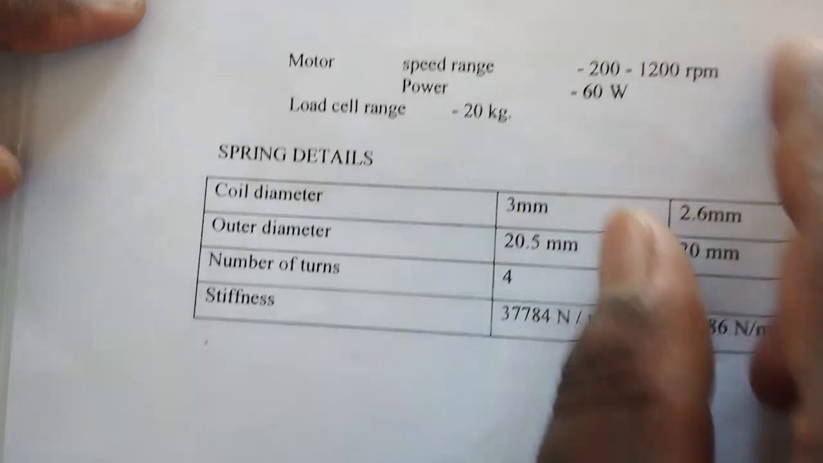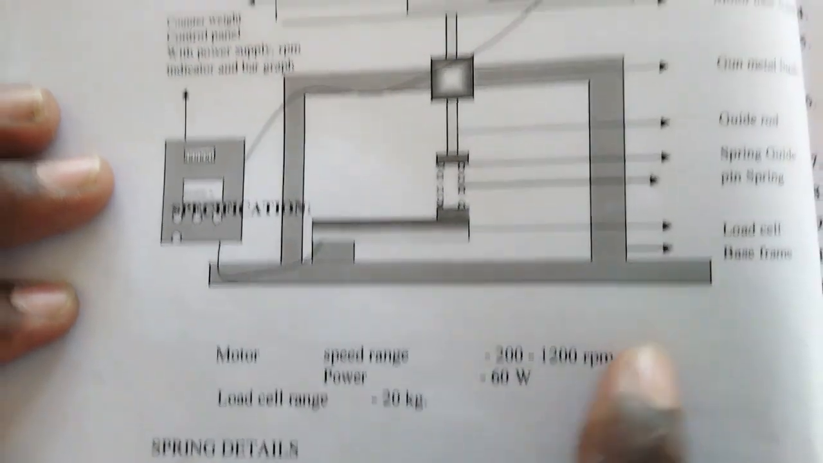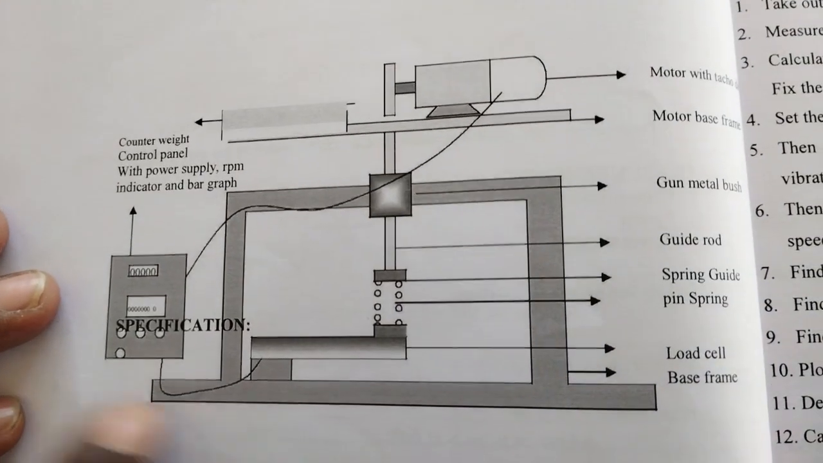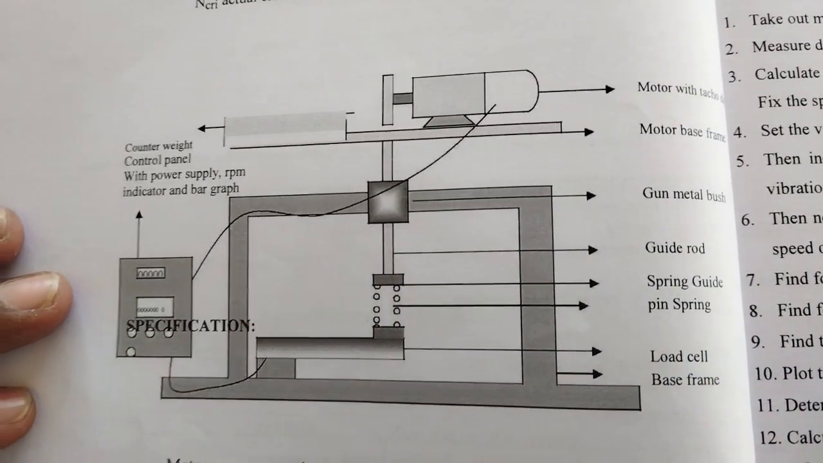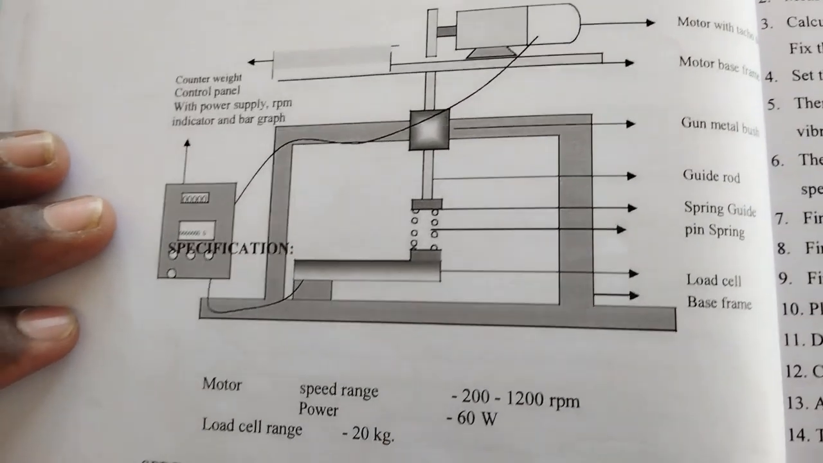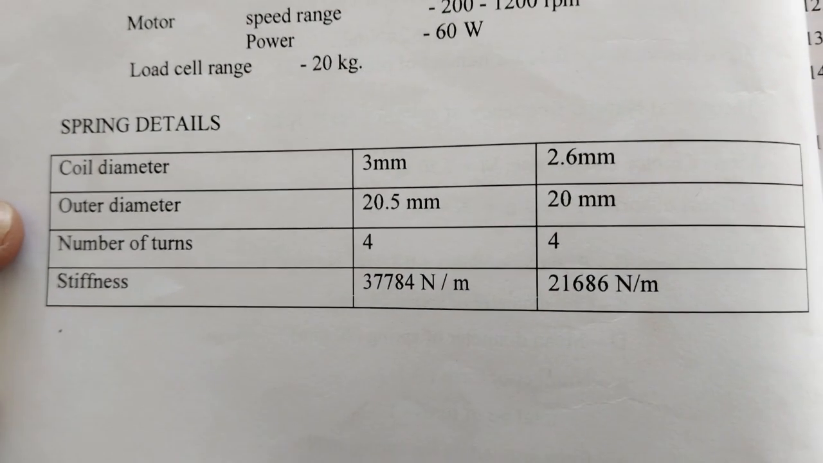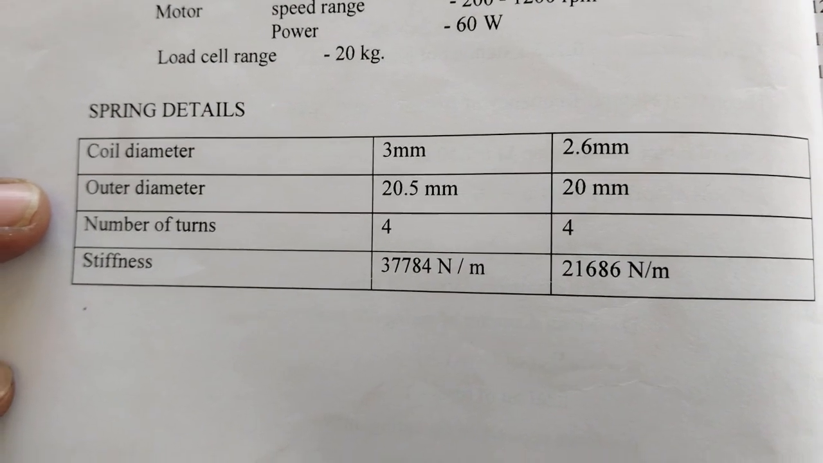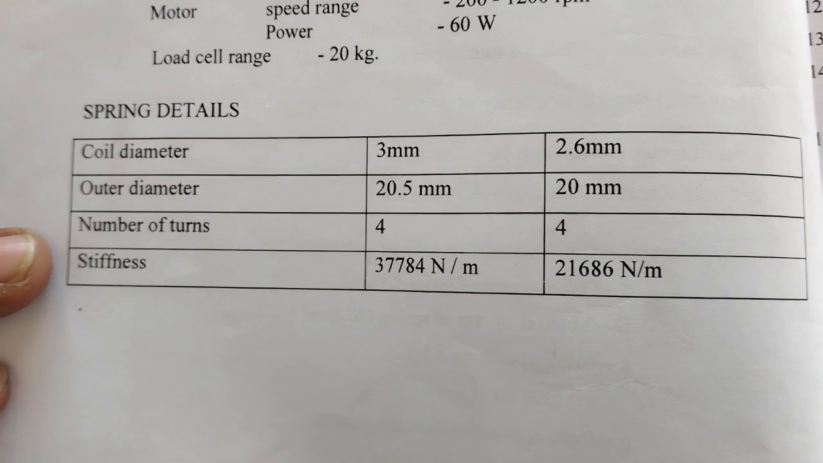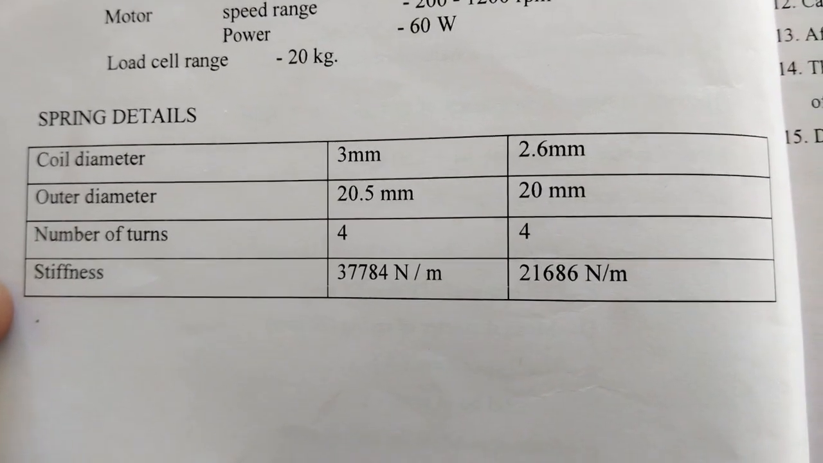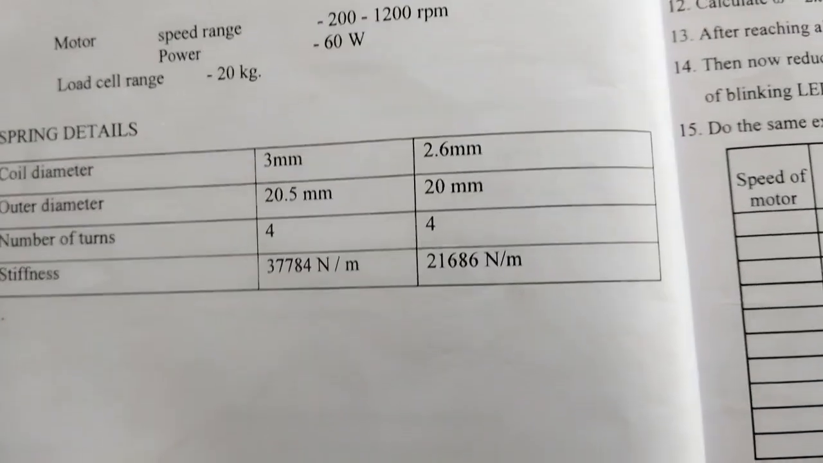So this is the base frame, and all this setup is fixed on the base frame. Next we move on to the spring details. Coil diameter is 3 mm and outer diameter is 20.5 mm. Number of turns is 4 and stiffness is 37784 Newton per meter.